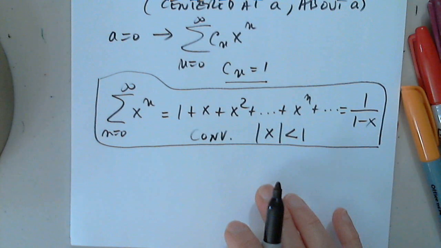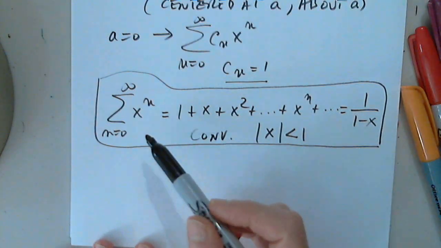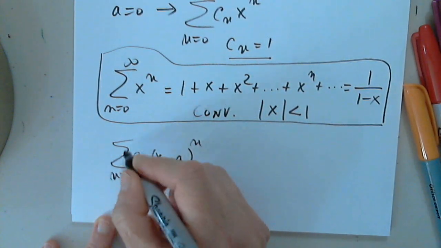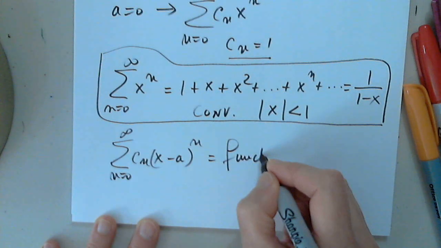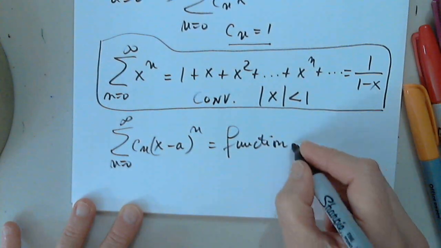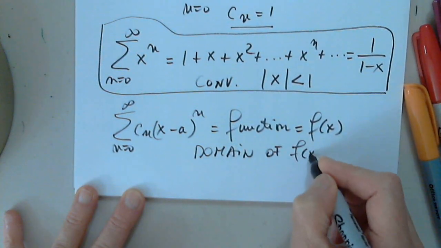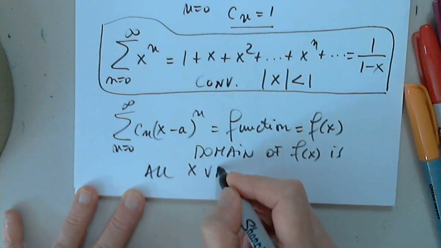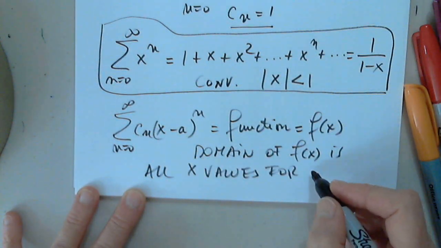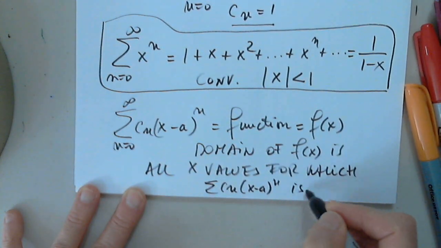The other thing that I was going to mention here is that, as you notice, a power series is a function, and of course the domain of this function, let's call it f of x, is all x values for which this power series, the sum of Cn times x minus a to the n, is convergent.